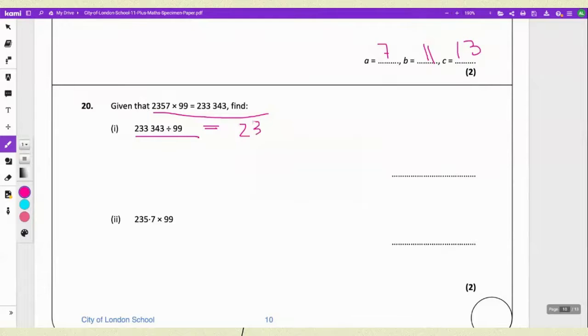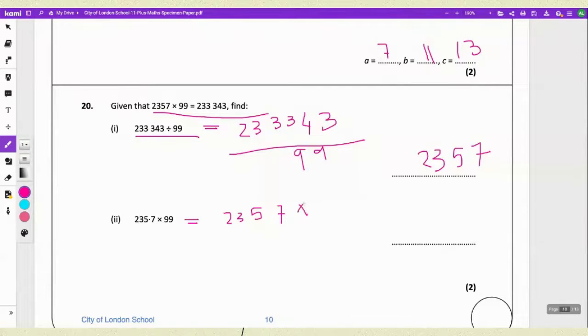That is 233343. But they're also telling you that you have to divide it by 99, sorry, not 9. That would be 2357. And the next one is you're multiplying that, and you'll get 2357. I need to take the decimals away. When I take the decimals away, I write 10 on the bottom, and that would be 2333.3. That's your answer for this one.